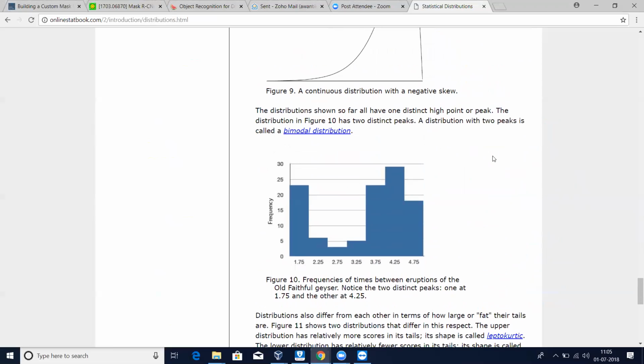Okay. So as of now we have seen the normal distribution, which has one peak, isn't it? Now we have another distribution which has two peaks. Can you see this? This is known as binomial distribution. So a distribution with two peaks is binomial distribution. Understood, right? We have data like this.